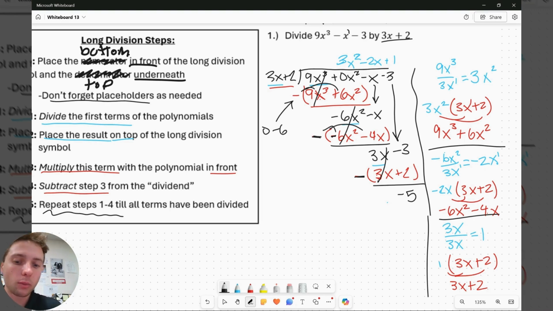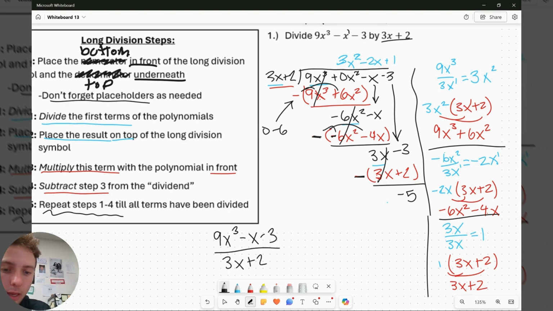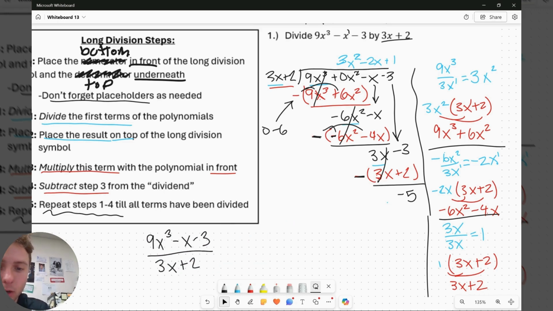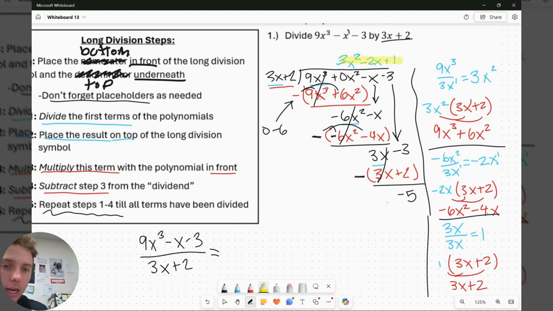The only thing we need to note now is what our answer is. So we took 9x to the third minus x minus 3. We divided that by 3x plus 2. Our answer for this division is whatever was on top. That meant my answer is 3x squared minus 2x plus 1.